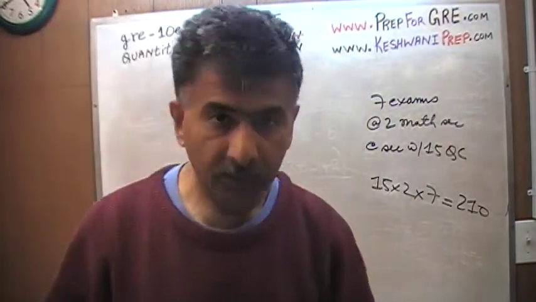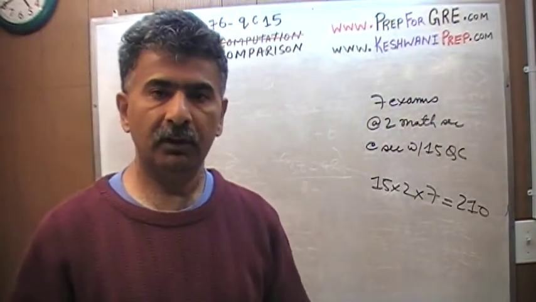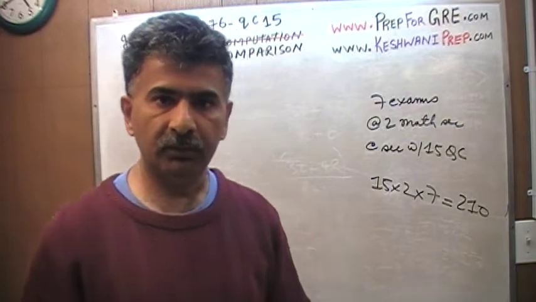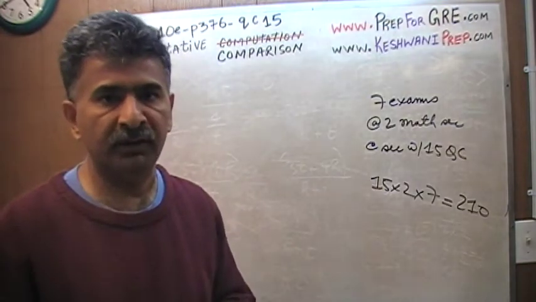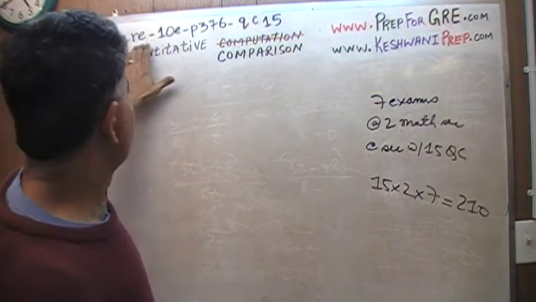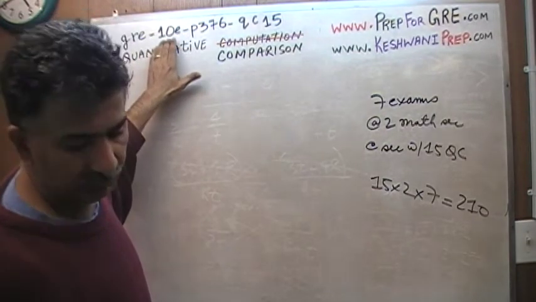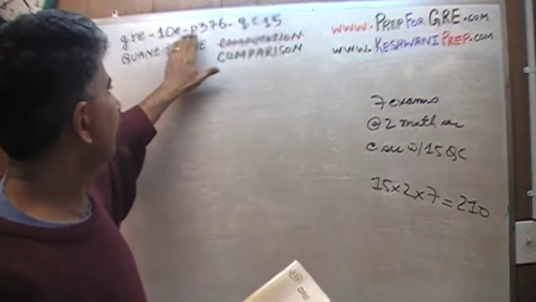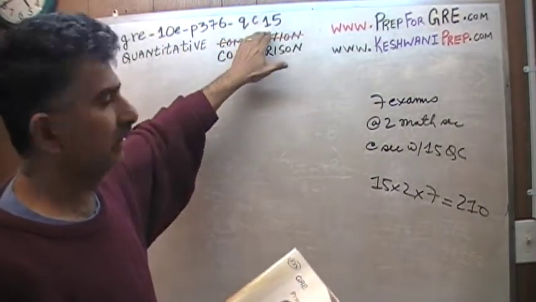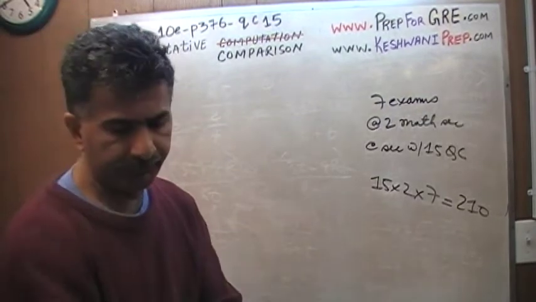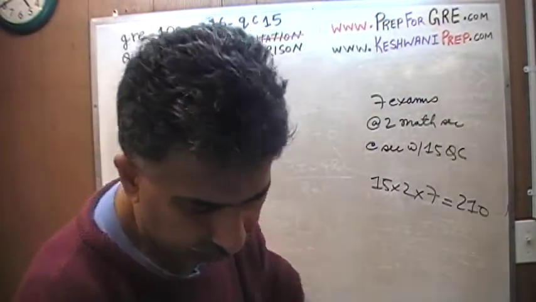If there is any quantitative comparison question that is giving you trouble and you would like to see how we would approach it together, just type in this tag: GRE-10E for 10th edition of the book, then the page number, dash, and then QC for quantitative comparison, and just type in a question number and it will pop right up. Okay, let's do number 15.